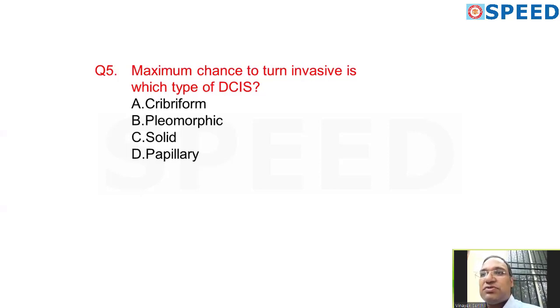Maximum chances to turn invasive in which type of DCIS? Yes, all of you are right. The answer is solid. Comedo and solid have the maximum chances of turning into invasive. More than 50% of comedo and solid can turn into an invasive ductal carcinoma from DCIS.